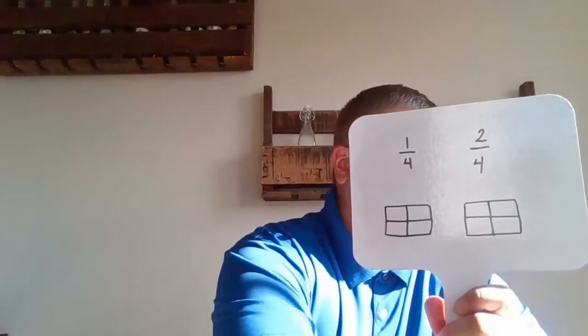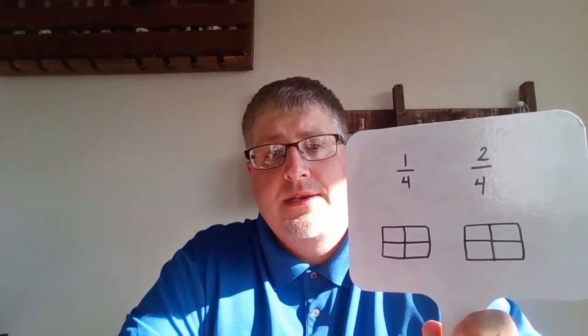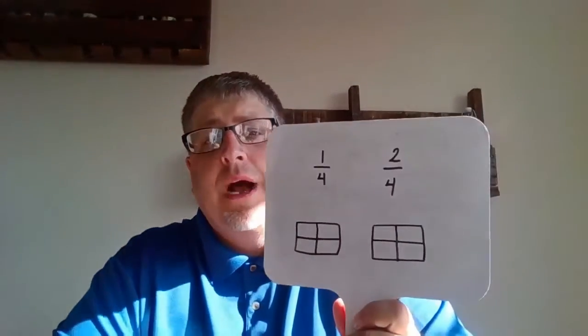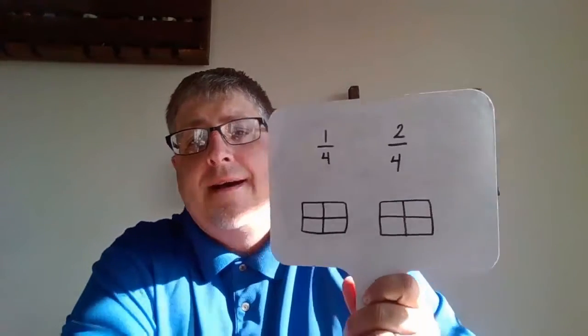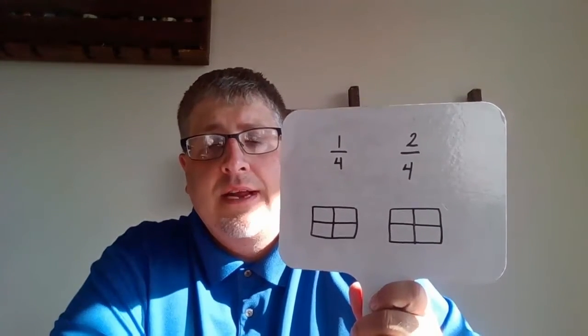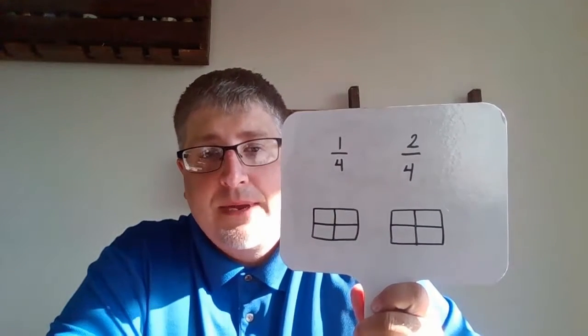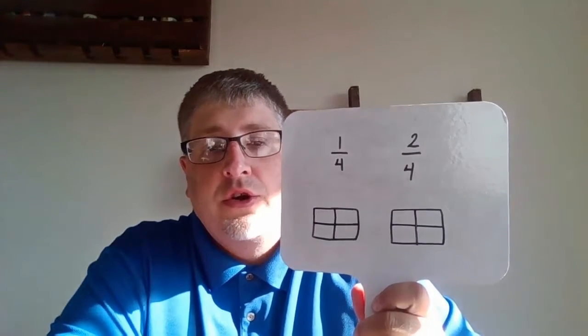First one, nice and easy here. We have 1/4 and 2/4. Since this is a review, let's talk about this. The bottom of the fraction is the denominator. That tells you how many pieces you have in your drawing or how many pieces are in the problem. The top part is the numerator. That is how many pieces are highlighted or are used.